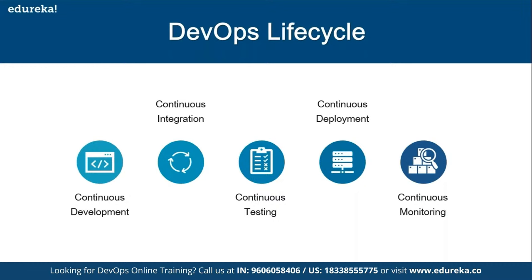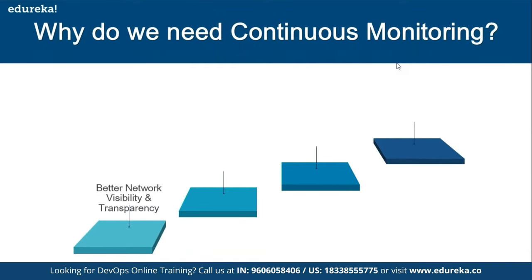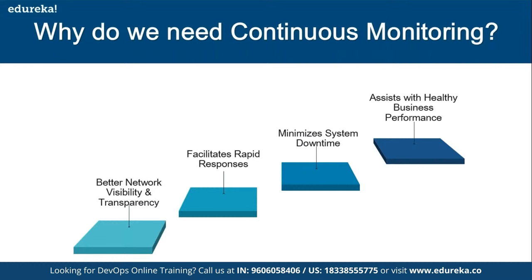Before we move on, let us understand why we need continuous monitoring in the first place. There are four major reasons why we need to practice continuous monitoring. The first and obvious reason is that it allows us to have better network visibility and transparency. Continuous monitoring offers DevOps teams clarity on the state of the infrastructure by automatically collecting and analyzing the data, to reflect possible outages and important trends. It also facilitates rapid responses.